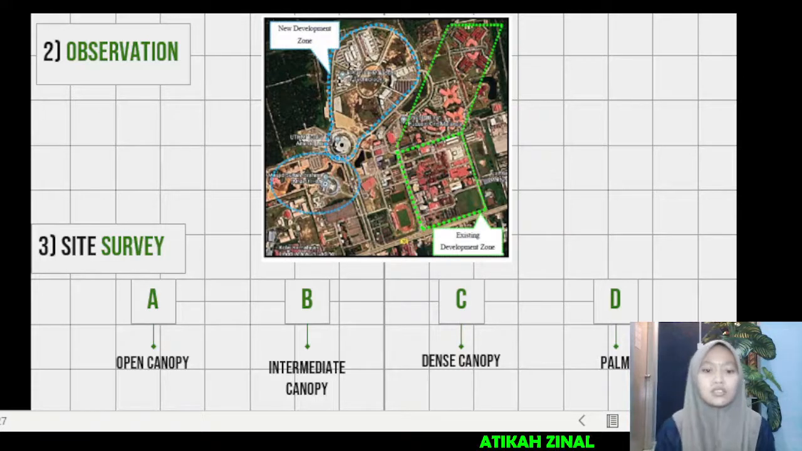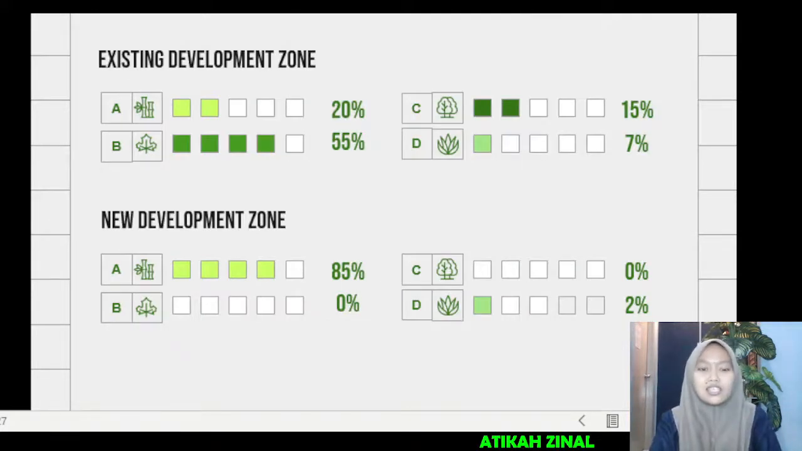Okay, for the site survey, I found that the type of canopy, which is the type of tree at UTHM, can be divided into four criteria: A is open canopy, B is intermediate canopy, C is dense canopy, and the last one, D, is palm. Okay, next. This is the percentage which I developed from the study.